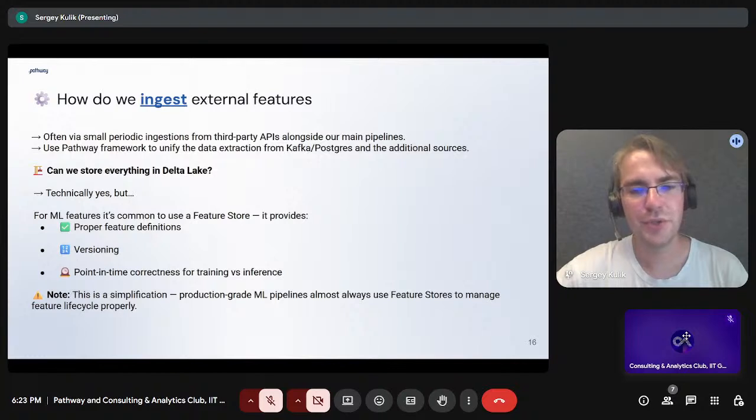But we can use ETL frameworks here as well, because when we use one framework to extract both internal and external features, they will be extracted in the same format. And then it would be easier for you to implement the jobs that would process the data from the bronze layer and place it on the silver layer and further.